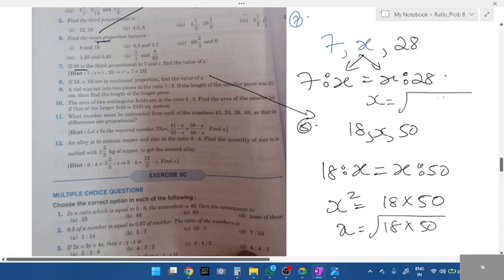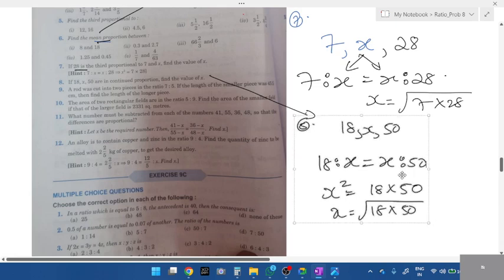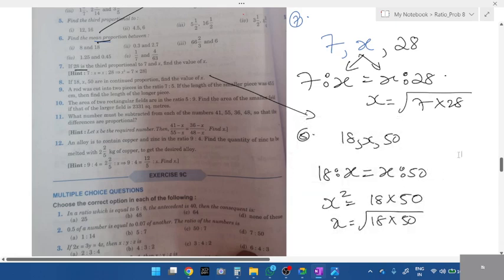Even here, x is equal to square root of 7 into 28. Copy these two equations. You can complete it later, or go through the notes. In the notes, I have explained everything.